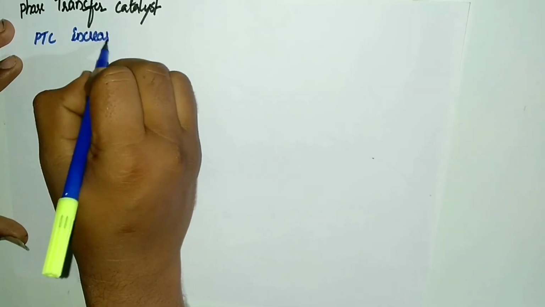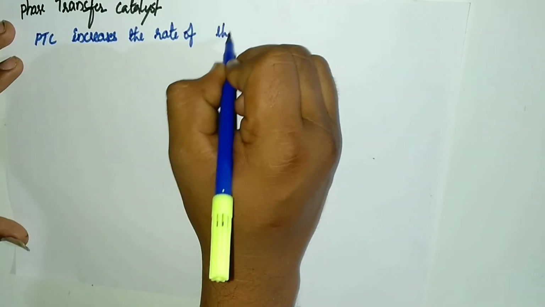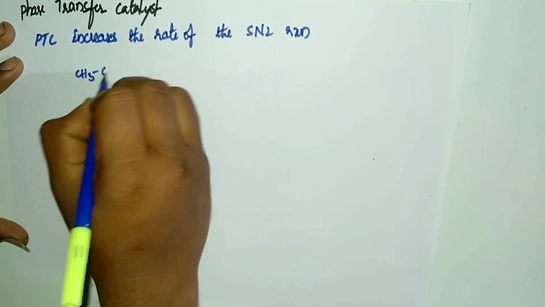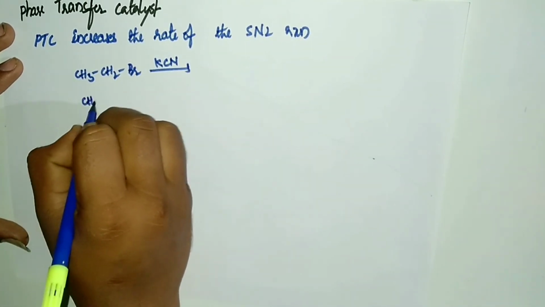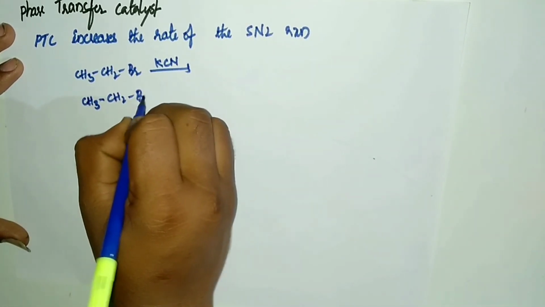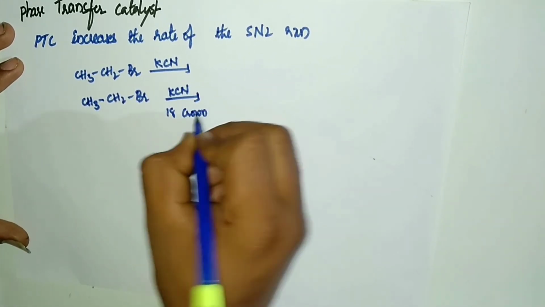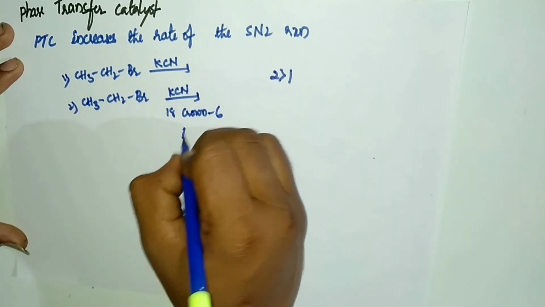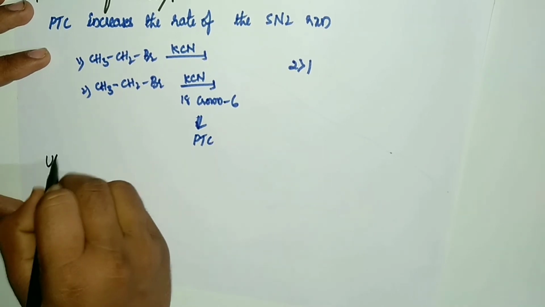Phase transfer catalyst. A phase transfer catalyst increases the rate of SN2 reaction. So we are taking two examples. In these two examples, the second one is more reactive than the first one, because 18-crown-6 is a phase transfer catalyst.